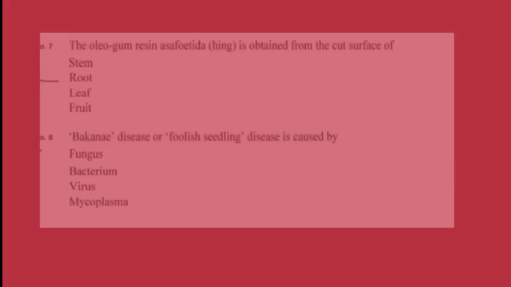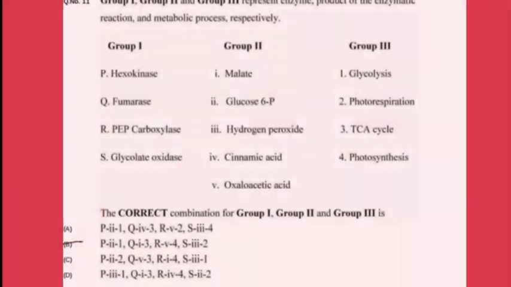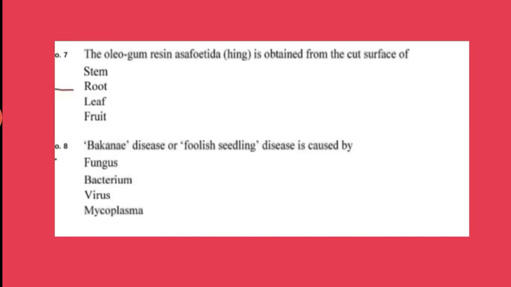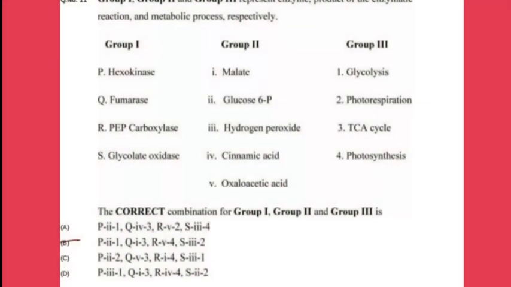Then next question: group first, group second, and group third represent enzyme, product of enzymatic reaction, and metabolic process respectively. So choose the correct combination from group first, group second, and group third. Options are given. Starting from group first, hexokinase.